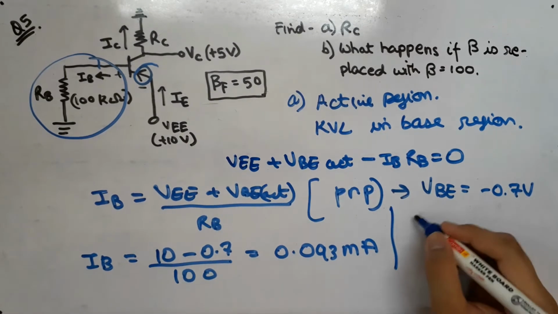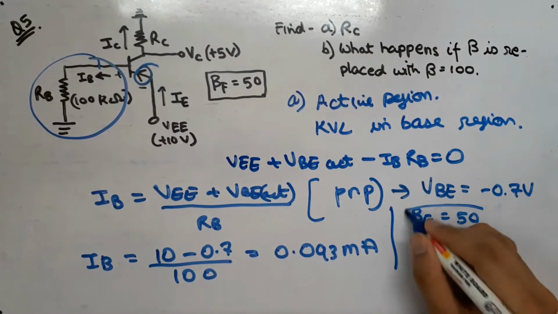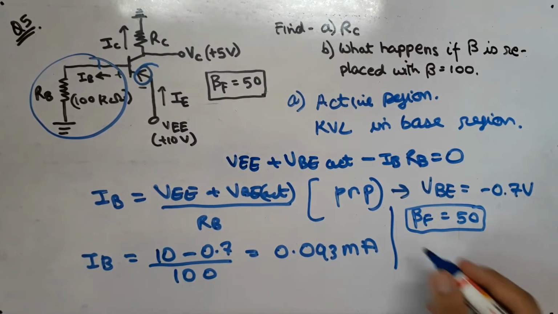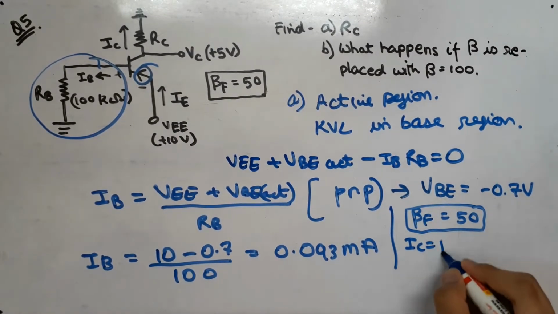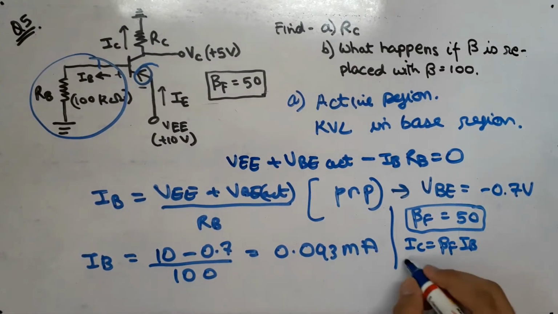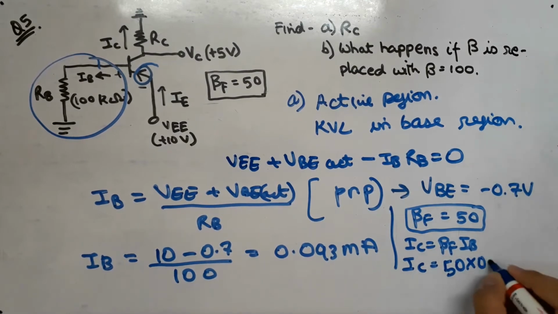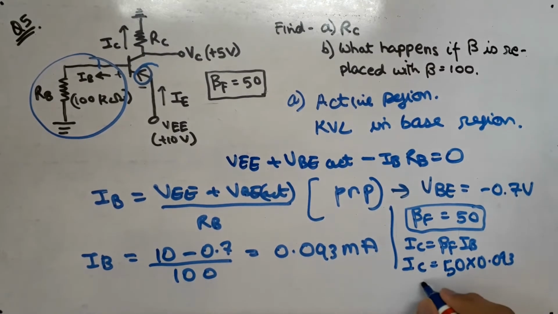Now friends, we know that in part A, beta F is equal to 50. And we know the formula that IC is equal to beta F IB. So from here you can get the value of IC, that is by putting the values of beta F and IB. That is 50 into 0.093, which will come out to be 4.65 milliampere.